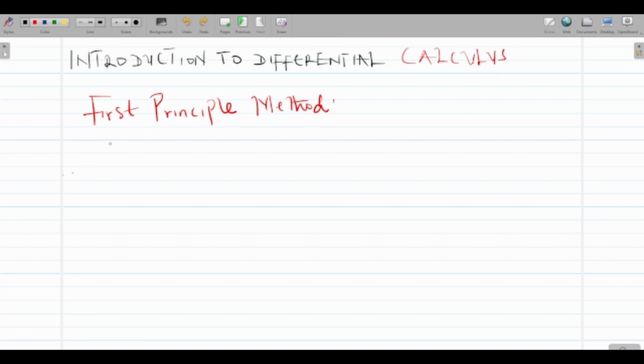All right, the first principle method has a formula, and that formula is f prime of x is equal to the limit as h approaches 0 of f of x plus h minus f of x, all over h. This is the formula for finding the derivative of a function using the first principle method. I need you to understand certain terms right here.